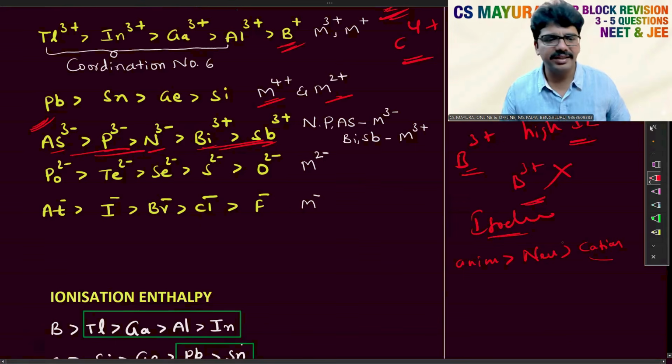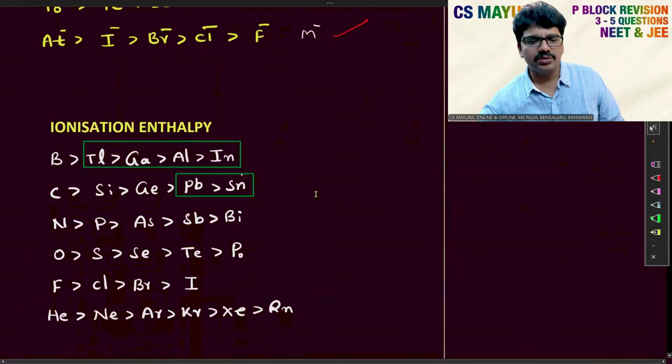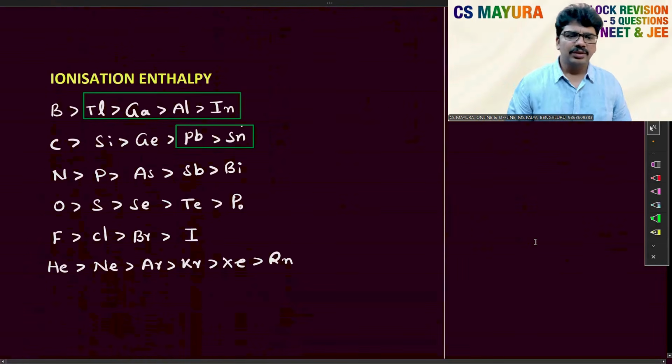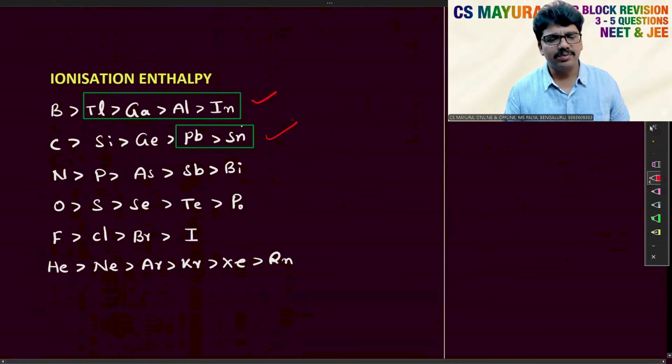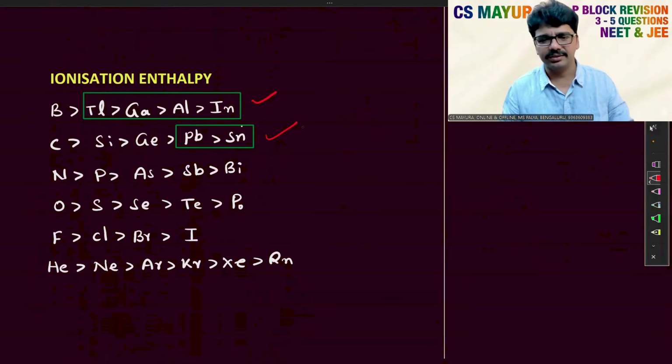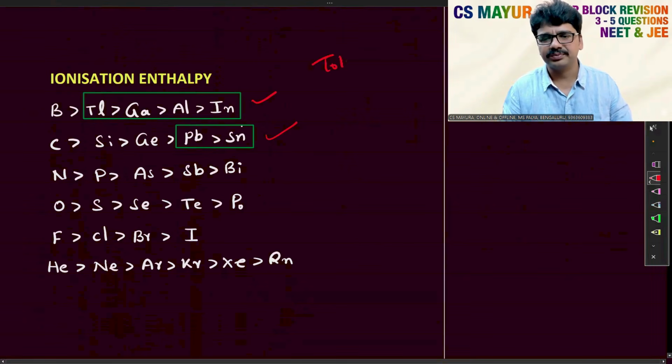It is clearly mentioned in the NCERT. Next, oxygen family and halogen family, right? Down the group, ionic size increases. There is no exception, right? Now coming to ionization enthalpy. So the boron family and carbon family, two exceptions are there. Others, down the group ionization enthalpy decreases. Top to bottom, ionization enthalpy decreases.